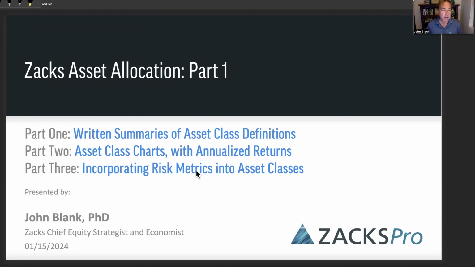I'm John Blank, Zacks Chief Equity Strategist and Chief Economist, and today we're going to do part one of Zacks Asset Allocation. I write the monthly asset allocation and strategy report for the company. It's our masthead publication on Fidelity and other places. And this is part of helping you through the asset allocation process itself.